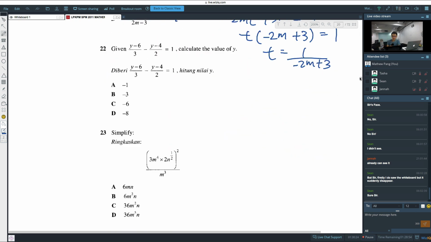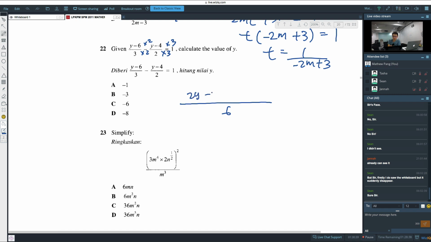Okay, for 22, basically you need to find the value of y. The first thing you have to do is make them have the same denominator. Over here I multiply 2, multiply 2. Over here I multiply 3, multiply 3. Then both of them have the denominator 6.